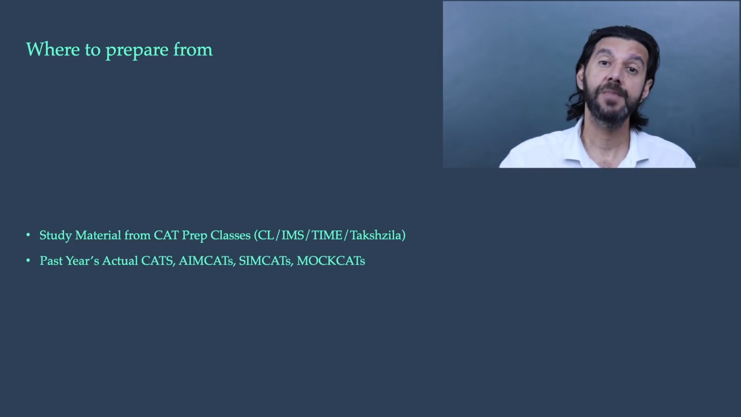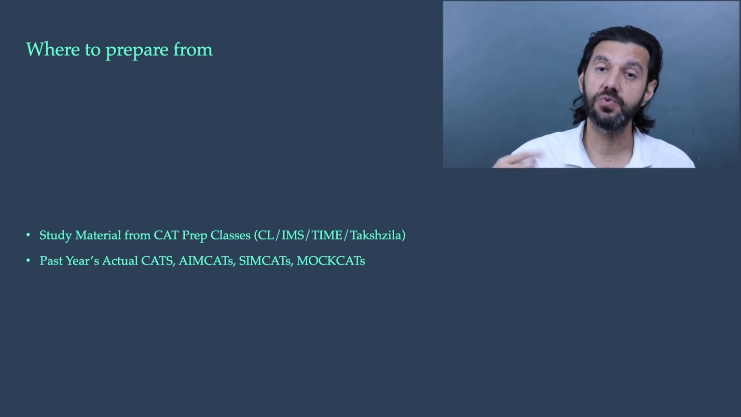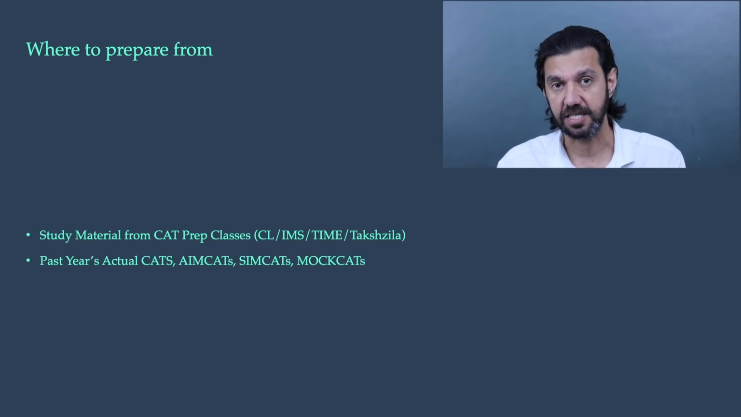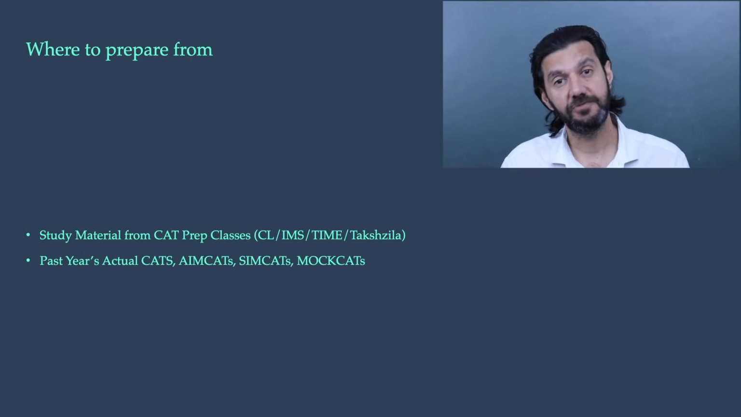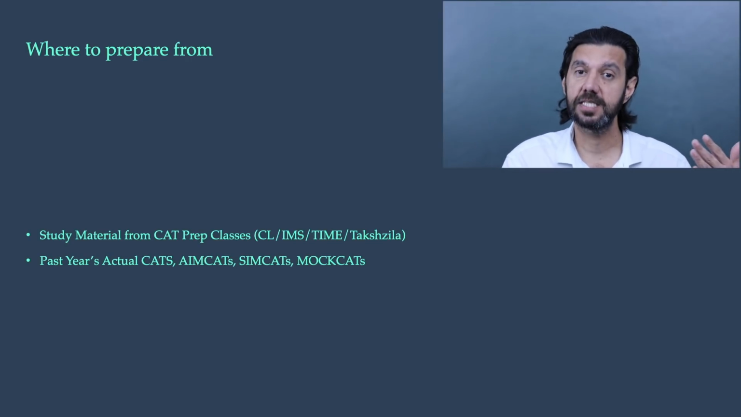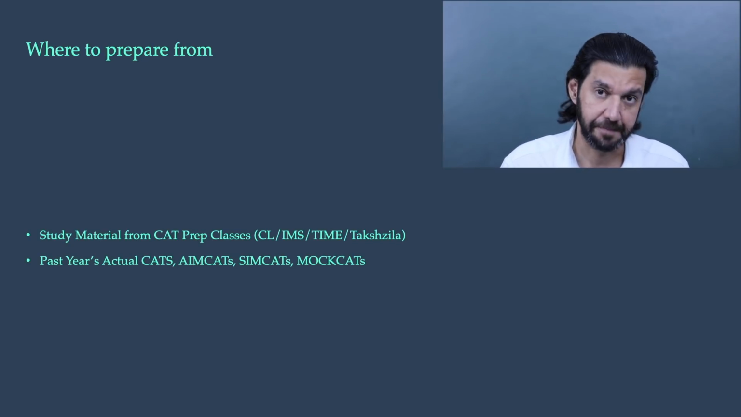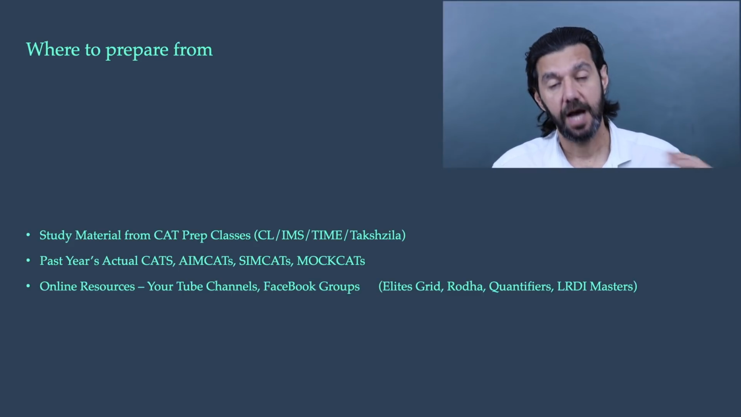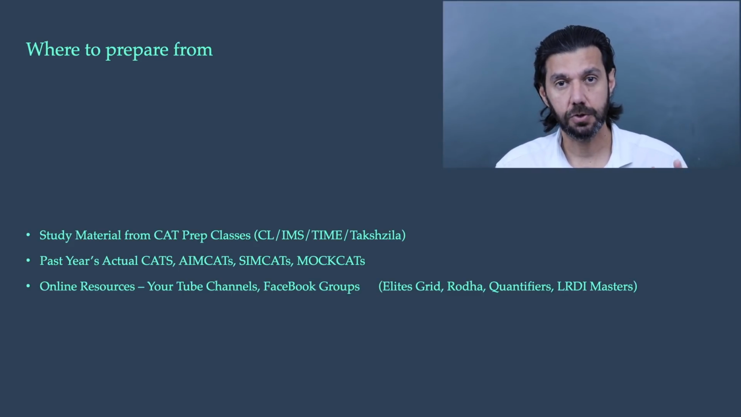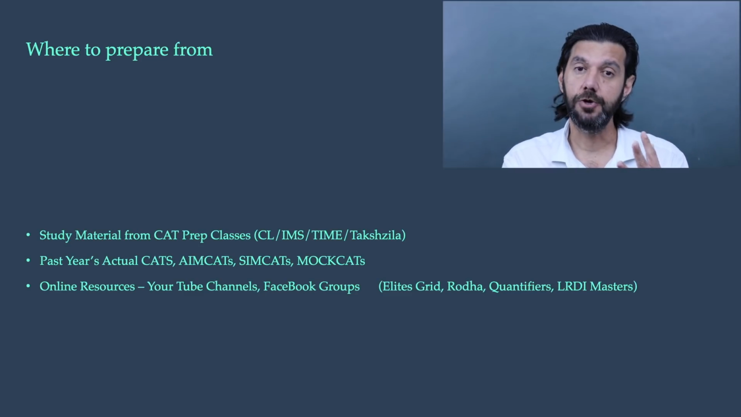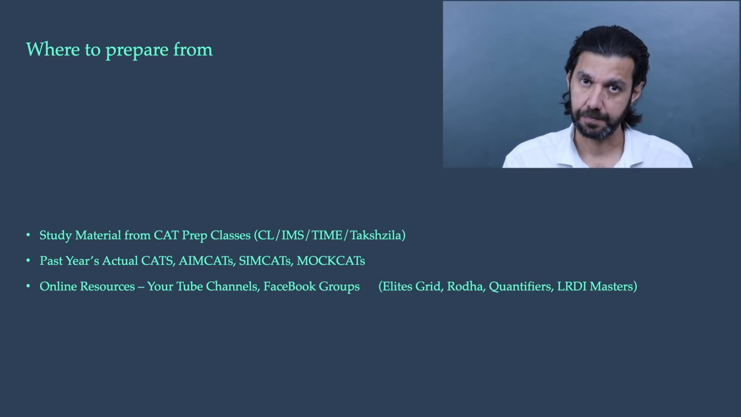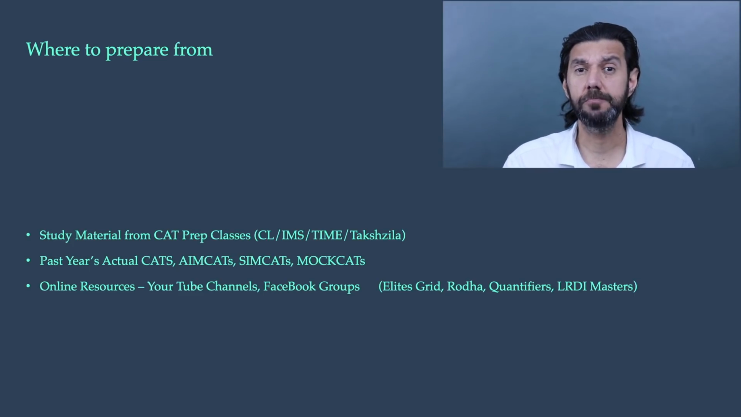The other sources are the past years' actual papers as well as past years' mock papers, AIMCATs, SIMCATs, mock CATs, right? Again, a lot of them you can find online, or ask a previous person who had taken this test. They might have some copies, so you'll have to source them. The other sources of studying are online resources, and primarily they would be YouTube channels or Facebook groups. Now, different channels and Facebook groups are active at different points of time. Some of them are very active and then they die down.